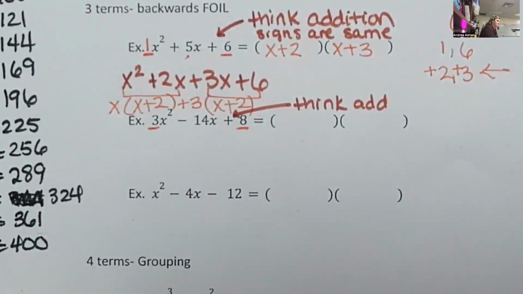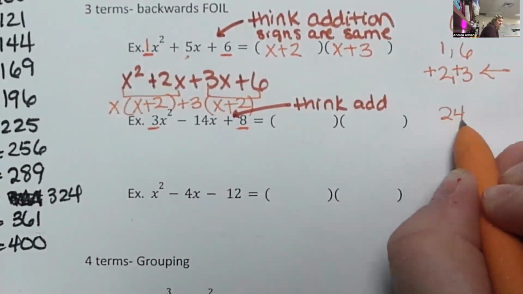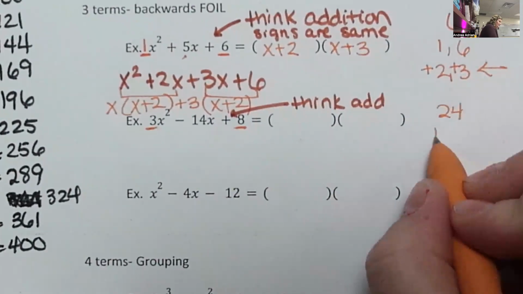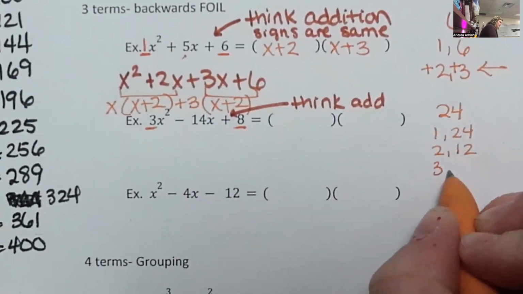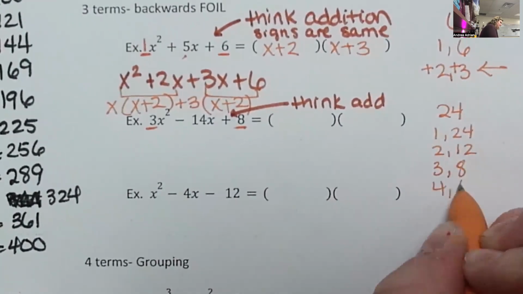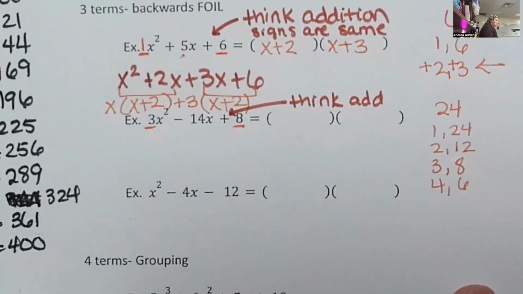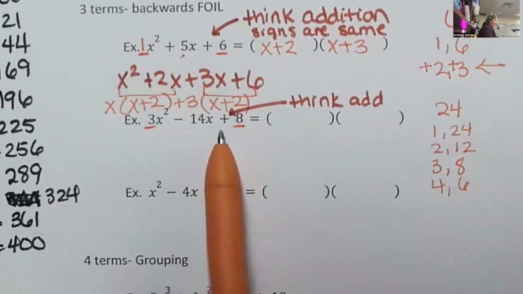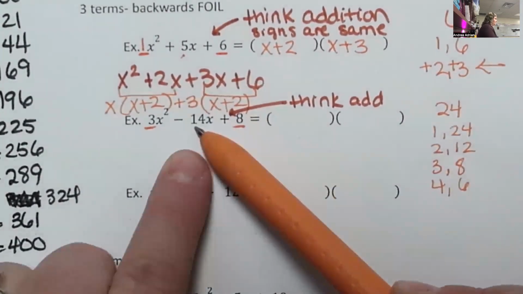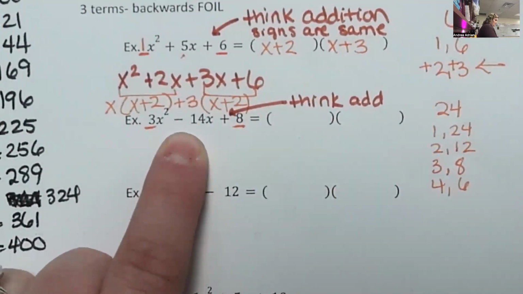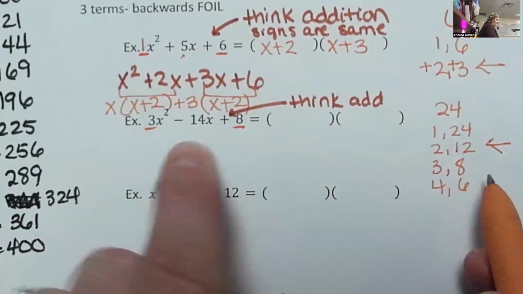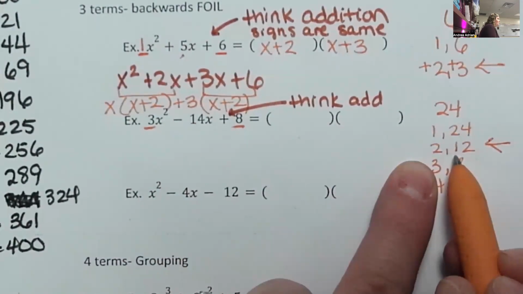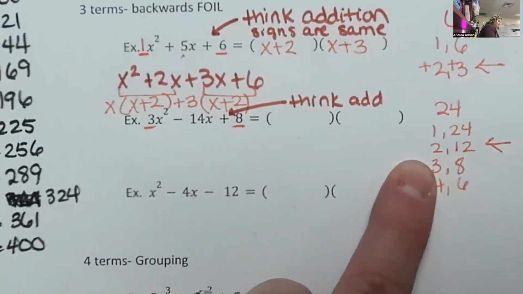Okay, so remember our constant, which is our 8, and our coefficient to our x squared. So what's 8 times 3? 24. So I'm going to list my factors of 24. Got 1 and 24, 2 and 12, 3 and 8, 4 and 6. Agreed? Think adding. Which one of these adds to get 14? 12 and 2. Now I need to get to a negative 14. So they both need to be what? Negative. So they both need to be negative.